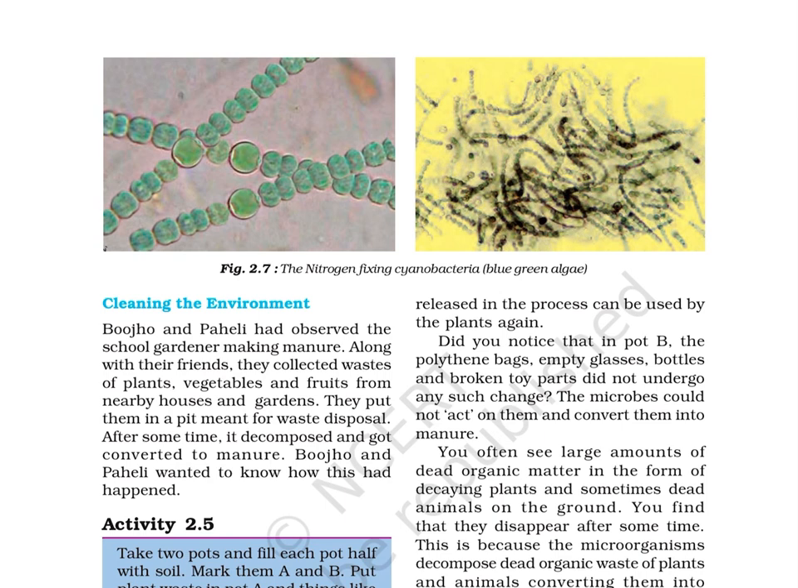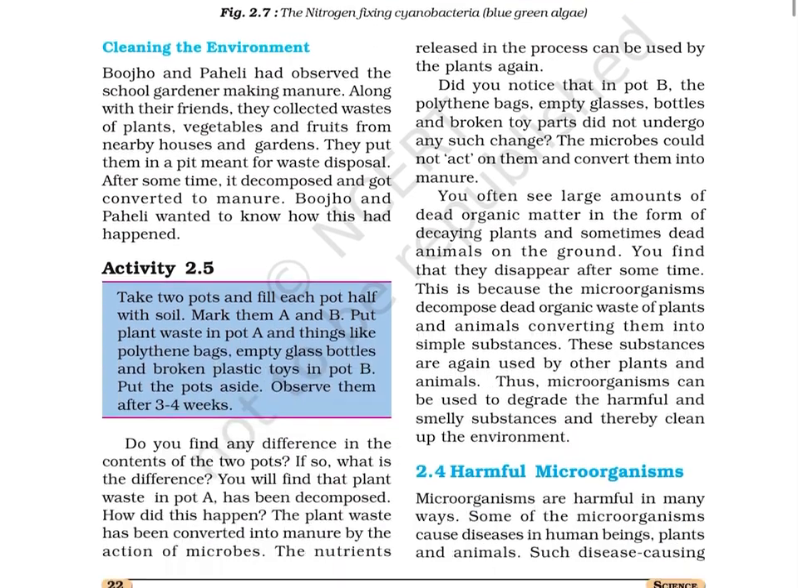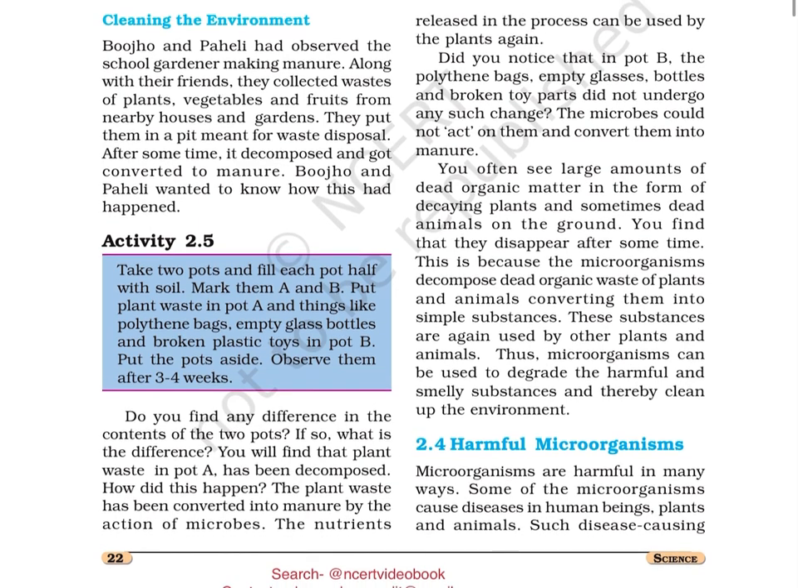Bujo and Paheli had observed the school gardener making manure. Along with their friends, they collected wastes of plants, vegetables and fruits from nearby houses and gardens. They put them in a pit meant for waste disposal. After some time, it decomposed and got converted to manure. Bujo and Paheli wanted to know how this had happened.